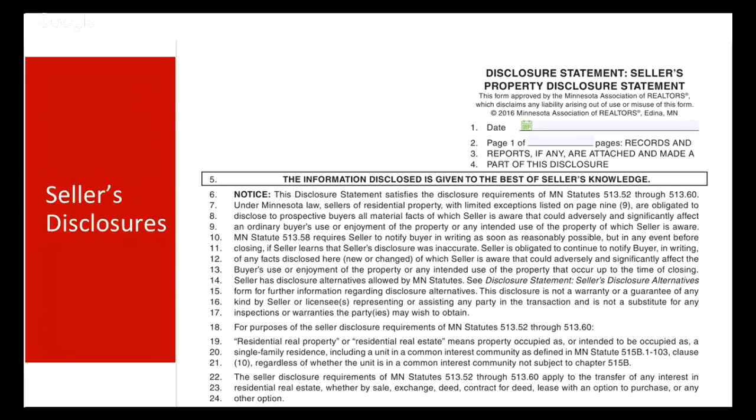For the purposes of seller disclosure requirements regarding state law, residential real property or residential real estate means property occupied as or intended to be occupied as a single family residence, including common interest communities or condos, etc. The seller disclosure requirements of state law apply to the transfer of any interest in residential real estate, whether by sale, exchange, deed, contract for deed, lease with option to purchase, or any other option. We have to have some form of disclosure occurring when we're transferring property or when there's the intent to transfer property.